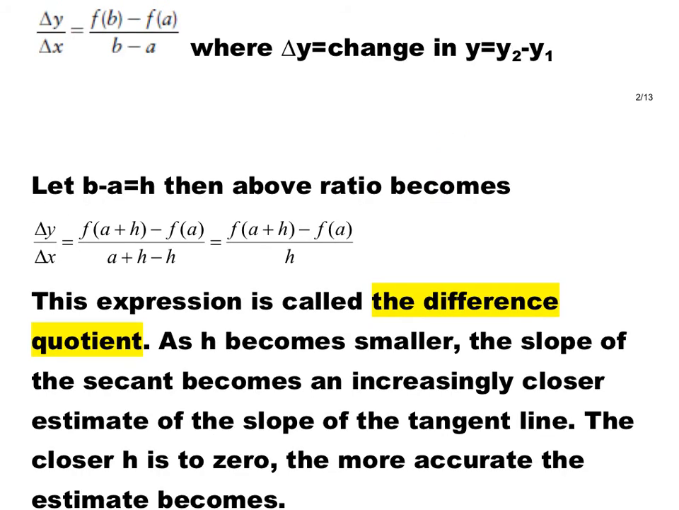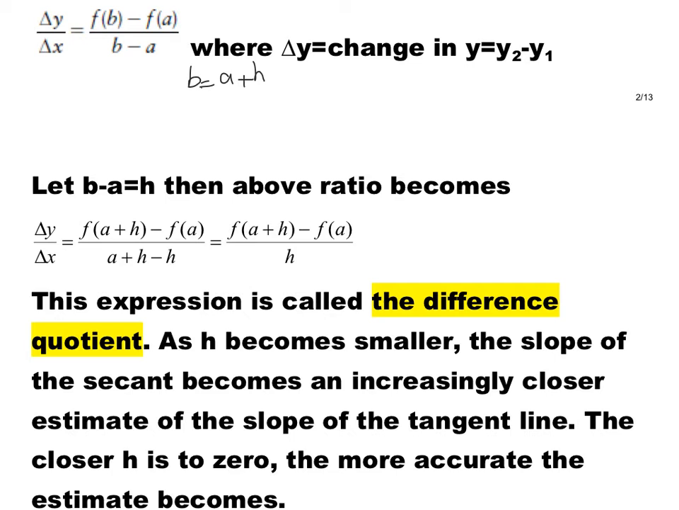Now, a is the point that we have to find the rate of change, and b is another point which is very close to a on the graph. Let's assume that b is equal to a plus h, where h is a very small increment. Later on in the next sections, we are going to talk about the limit when h goes towards 0.